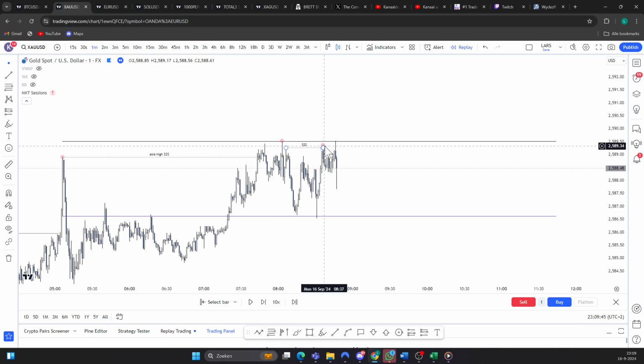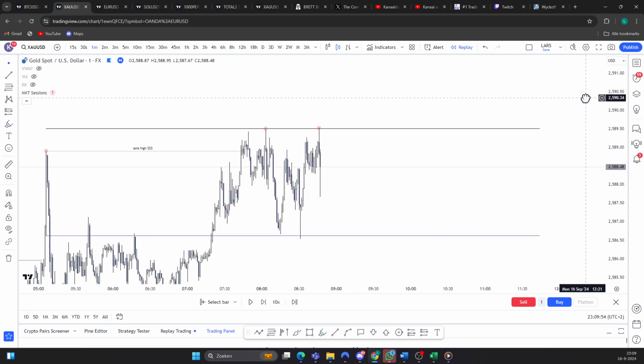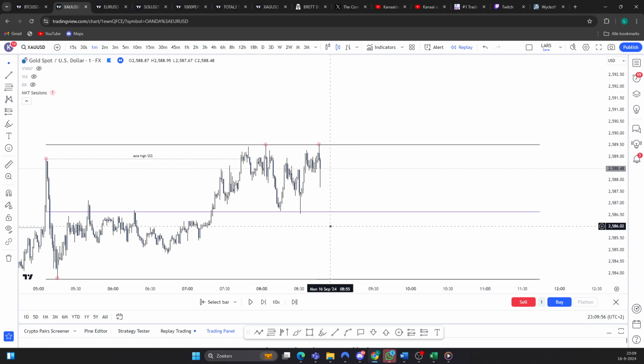Boom. Price takes that high one more time, indicating a potential Model 1 TCT distribution schematic. Now, guys, what is the purpose of a Model 1? Of that third tap of the Model 1?